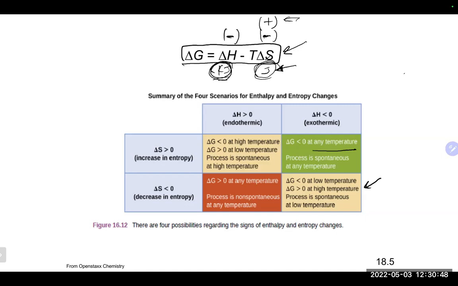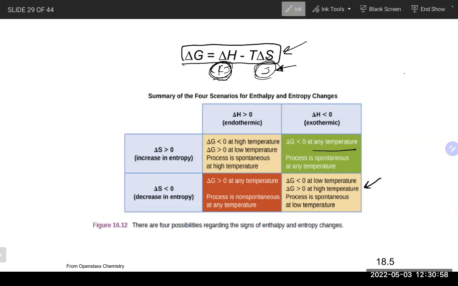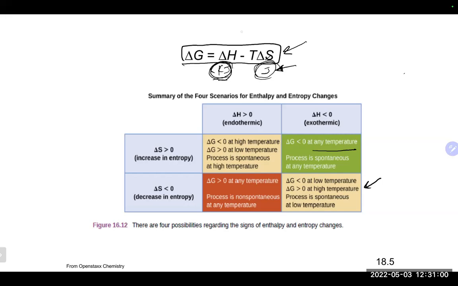And lastly here, if we end up with the box on the bottom left, where our delta H is positive and our delta S is negative, once again, that negative is going to turn this into a positive number, which means no matter what temperature you're at, you're going to end up with a delta G that's positive. And the reaction would not be spontaneous at that point.